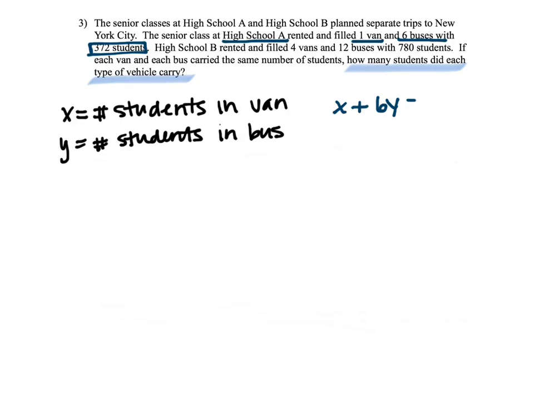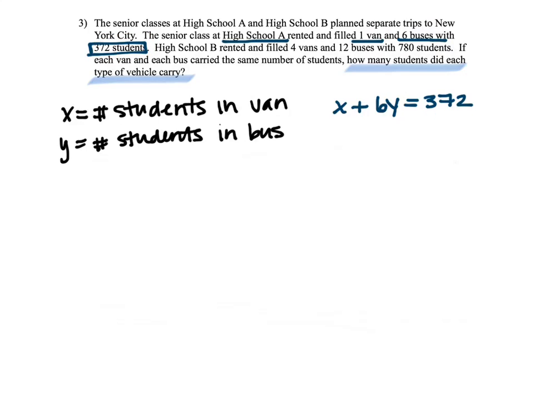And knowing that those types of vehicles carried 372 students in all, and that's just for High School A. So again, working with 1 van gives us that X. 6 buses is where we get the 6Y. And our total number of students is what we have indicated here. And that's for High School A.